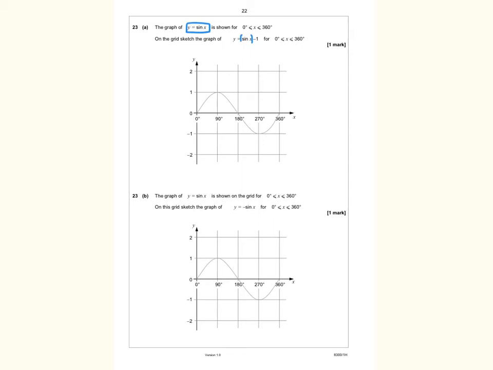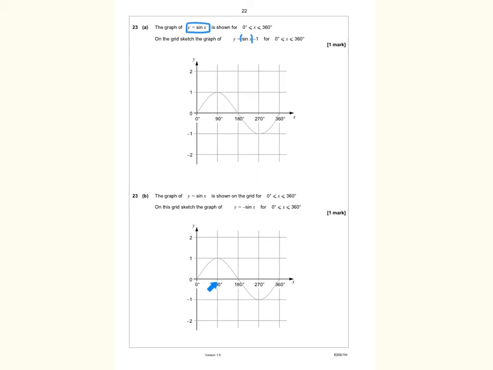In 23b, we have the graph of y = cos x shown on the grid for 0 to 360. On this grid, sketch the graph of y = −sin x for 0 to 360. Now, here we have to think about this again, the same idea. We've got the function sine being applied to x, and then we take the negative of that. So if I do sine 0, that gives me 0, and then I apply negative to that, it's still 0. So this point actually stays here.